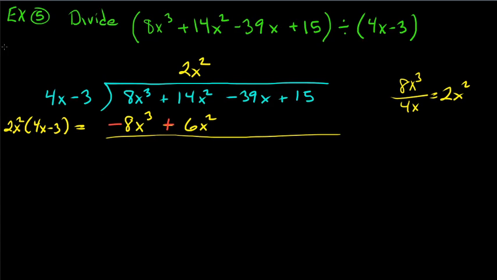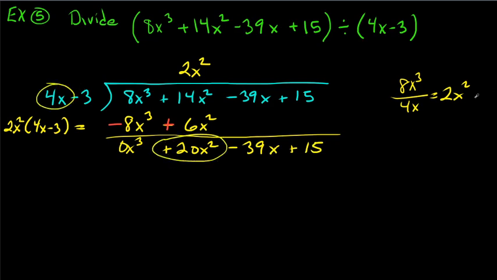Right? So when we do that, we get 0x cubed, right, plus 20x squared, right? Not 8x squared, right? 20x squared. If you got 8x squared, you made that same mistake. Very easy to do if you forget to flip the signs, right? So be careful. 20x squared minus 39x plus 15. Okay. That's step 3. So that's round 1. Round 2 is to divide 20x squared by 4x. Right. So it's just 5x.